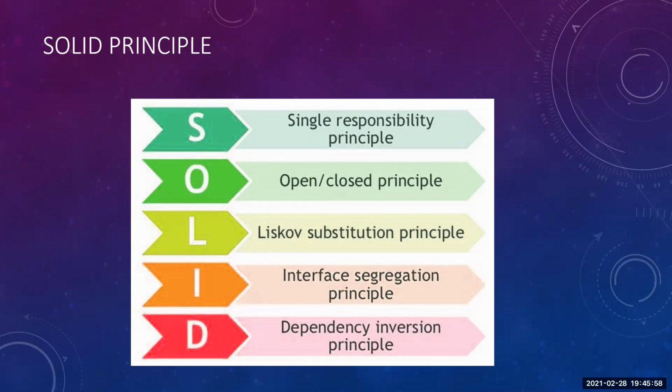Going ahead, O is called the open-closed principle, also called open for extension and closed for modification. Simply put, a class should be open for extension but closed for modification.